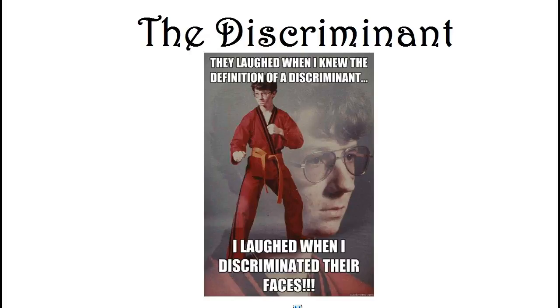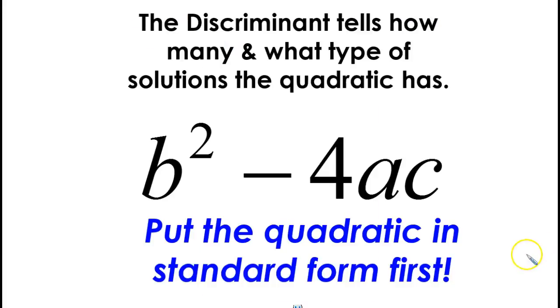In the last video we derived what is called the quadratic formula, and today we're going to look at a part of the quadratic formula that we call the discriminant. The discriminant tells how many and what type of solutions the quadratic has. A quadratic always has two solutions, and what the discriminant is going to tell us is what those two solutions are going to look like, what type they are.